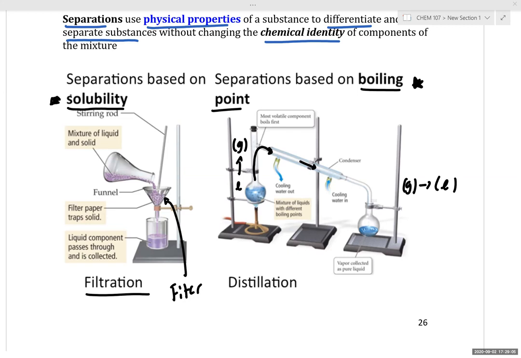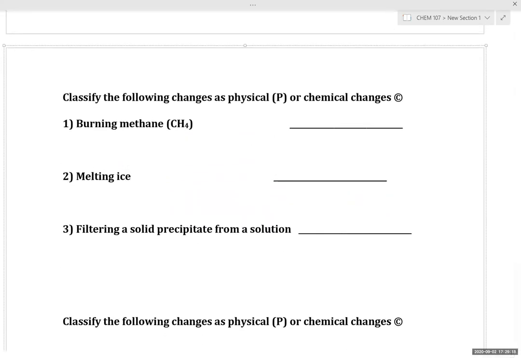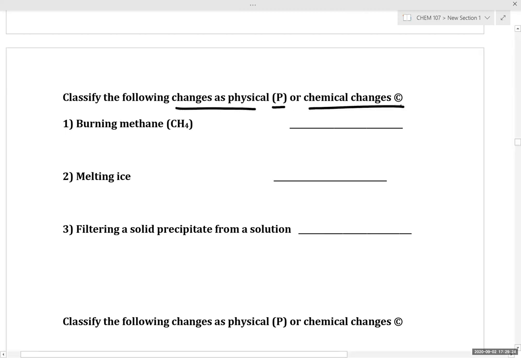So this is just a fun little discussion, as we'll actually be using many of these techniques in the laboratory this semester. So let's take a look at a few examples and we'll classify the following changes as physical or chemical changes. And I'll start off with the first few.